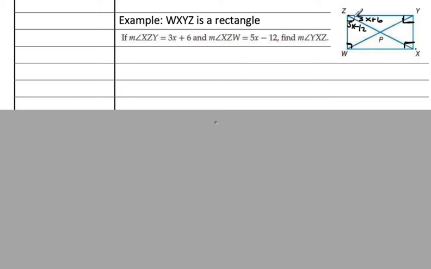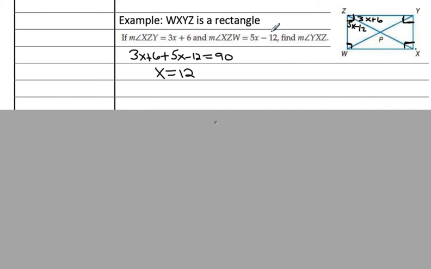So these two together equal 90 degrees. So we would set 3x plus 6 plus 5x minus 12 equal to 90. Alright, I'm going to let you work on the algebra, pause the video, and see if you get the same thing that I do for x. And you should get that x is 12.